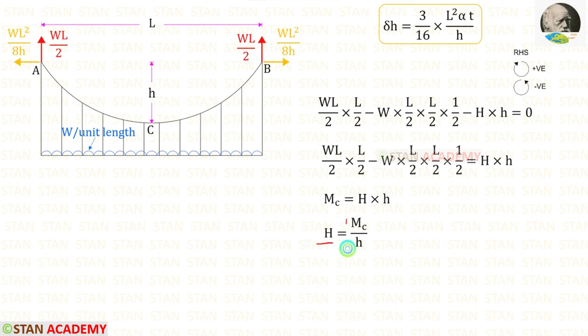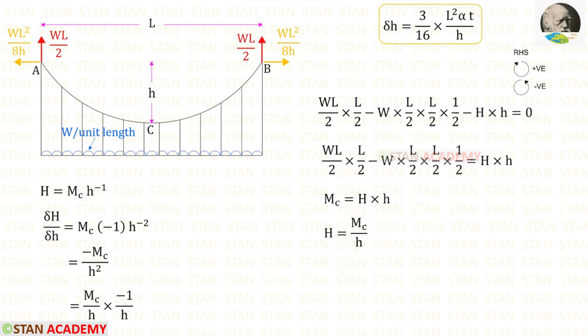So H will be MC upon small h. Let us take h in the numerator. It will come as h power minus 1. Now let us differentiate H with respect to small h. We know the formula for the differentiation: n into x power n minus 1. Here x is h and n is minus 1. So the differentiation will be minus 1 into h power minus 1 minus 1. Minus 1 minus 1, we will get minus 2. Minus 1 into MC, we will get minus MC. Let us take h power minus 2 in the denominator. It will come as h square.